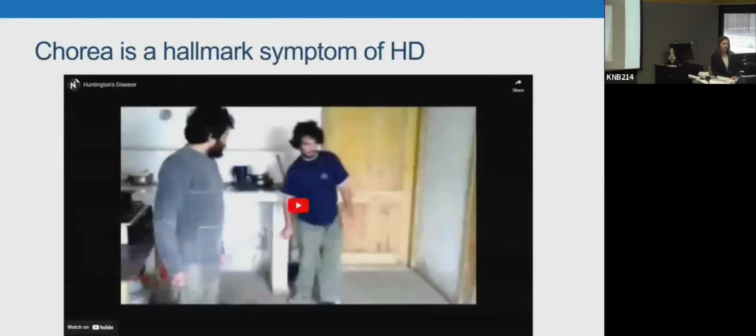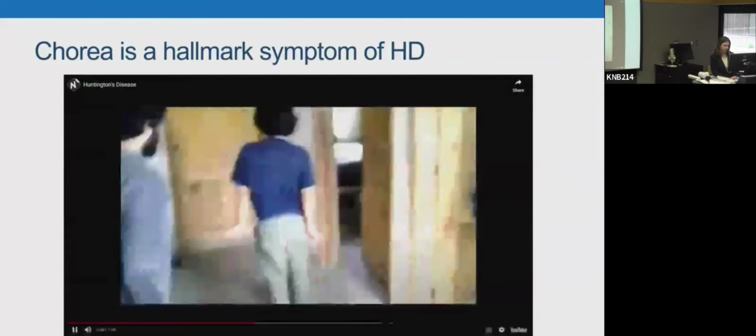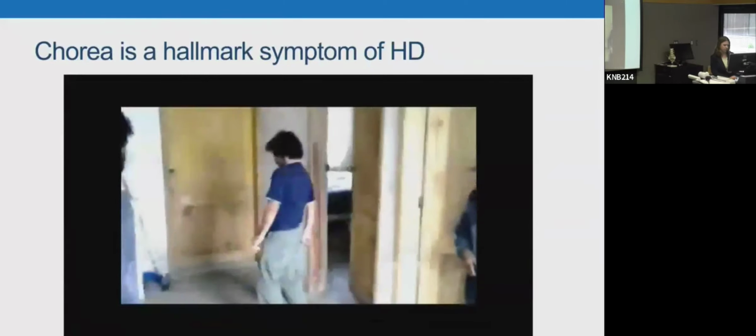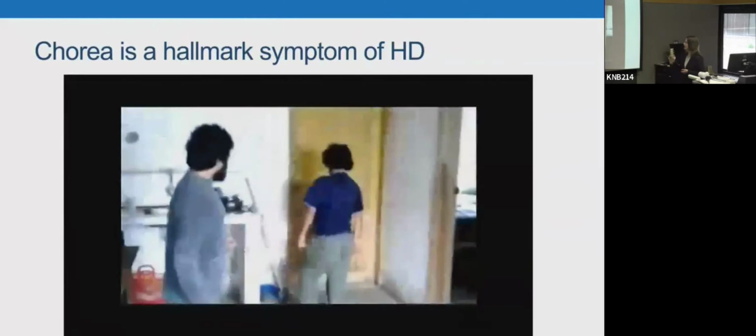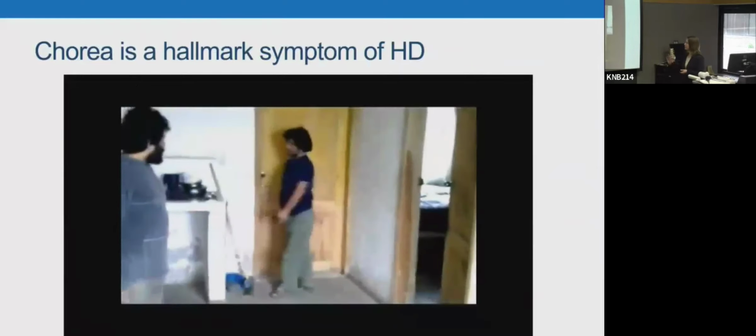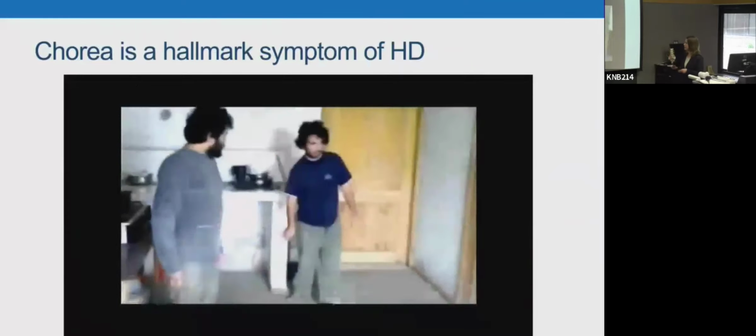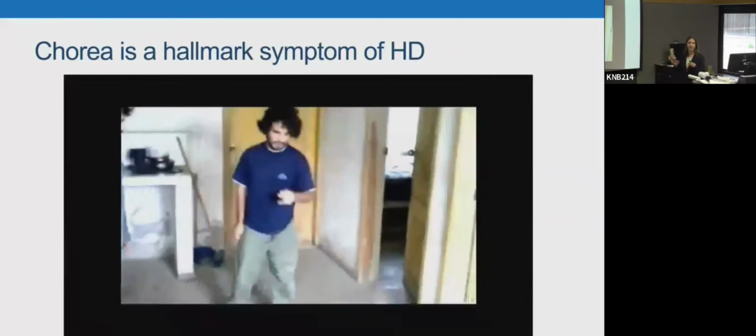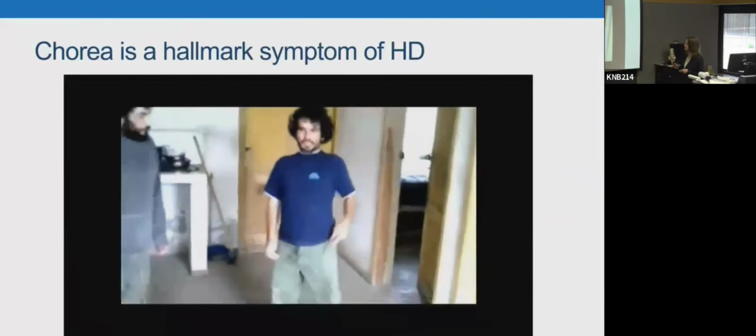Okay, so I have a couple of videos showing you what chorea looks like. This is a Huntington's disease patient with chorea walking, and you can see a lot of issues with their gait and these involuntary movements, especially in this case in his hands, as well as a little bit in his face.